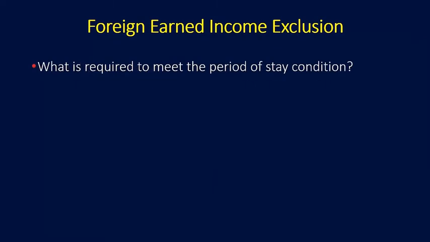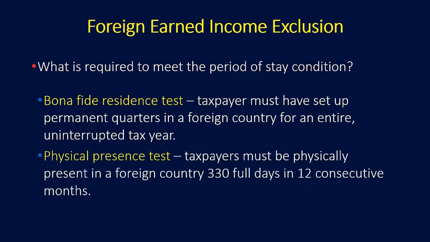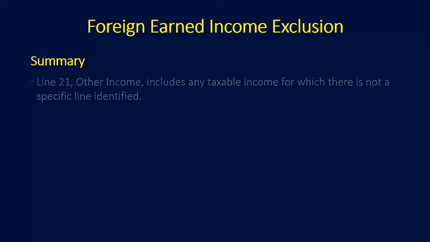So what is required to meet the period of stay condition? Well, considering the bona fide residence test, a taxpayer must have set up permanent quarters in a foreign country for an entire, uninterrupted tax year. The physical presence test means that the taxpayers must be physically present in a foreign country for 330 full days in 12 consecutive months. So in summary, line 21, other income, includes any taxable income for which there is not a specific line identified.